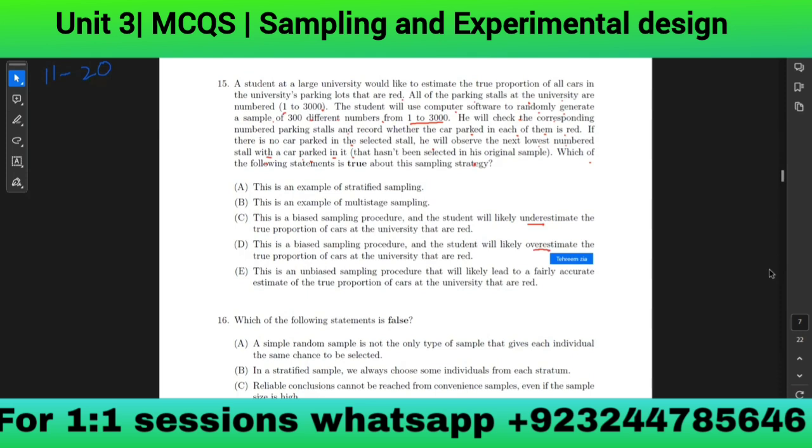There is an unbiased sampling procedure that will likely lead to a fairly accurate estimate of the true proportion of the cars at the university. So basically, it's not underestimate, because they're covering almost all the cars. It is not overestimate, because they're covering a specific number of cars. So E will be the correct answer. If this is unbiased, they will get a fairly accurate estimate of the true proportion.